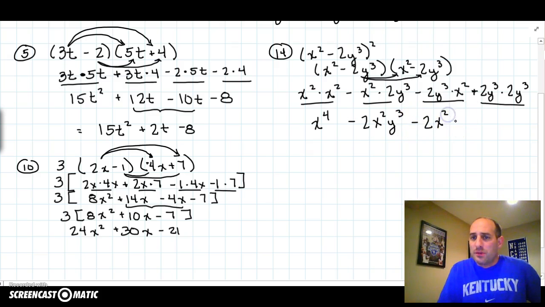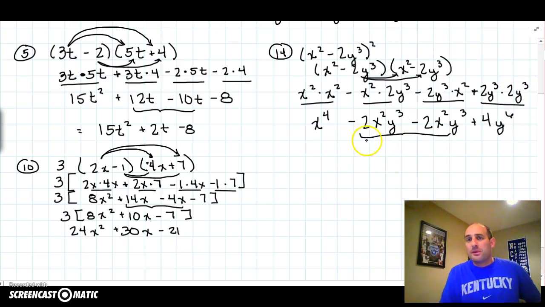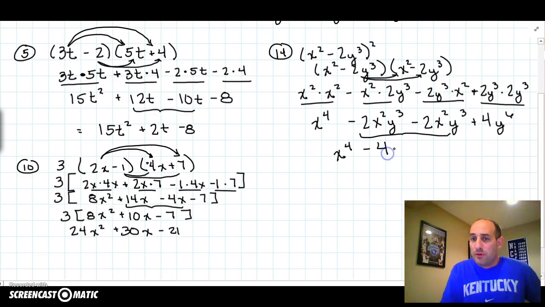And when you look at those two things, that might spark an interest in you a little bit about something that we should do next. Because these two are like terms. They both have an x squared y cubed in them, so they can be put together. And when you do that, to finalize this problem, negative 2, when you're subtracting them, is going to give you negative 4.